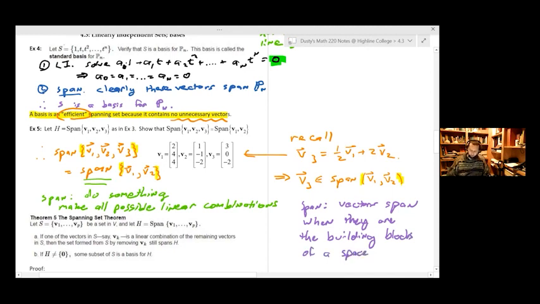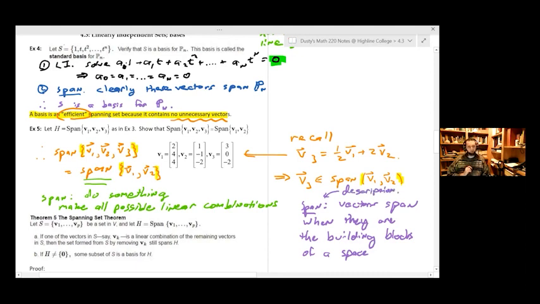So it's almost like in the first case, we're talking about using the word span to say do something. In the second case, we're using the word span almost like it's a description. So it's kind of two different ways of using the same word. That's the end of example 5.